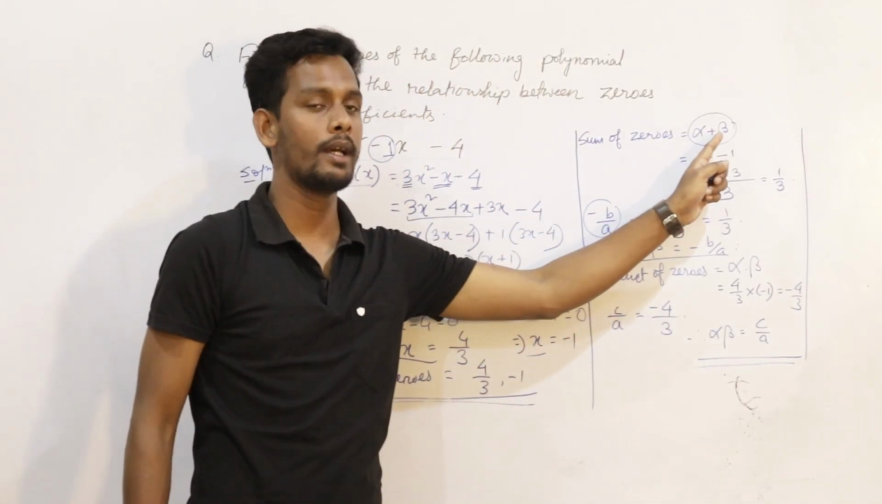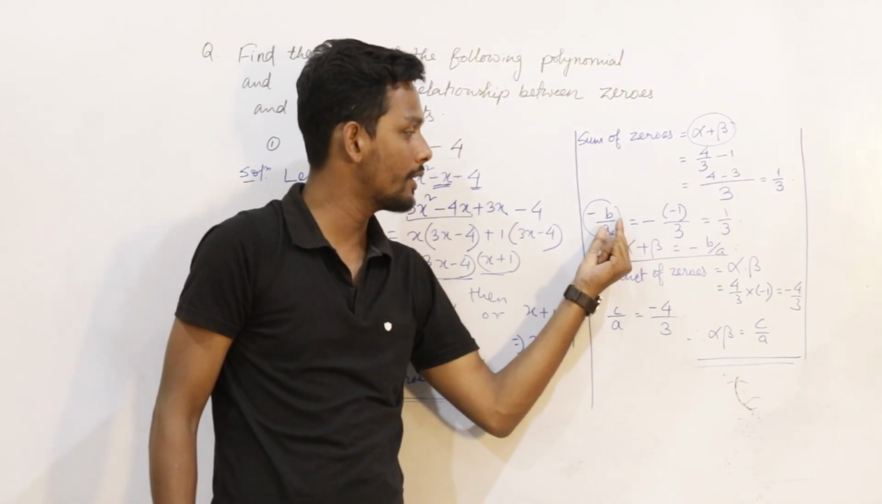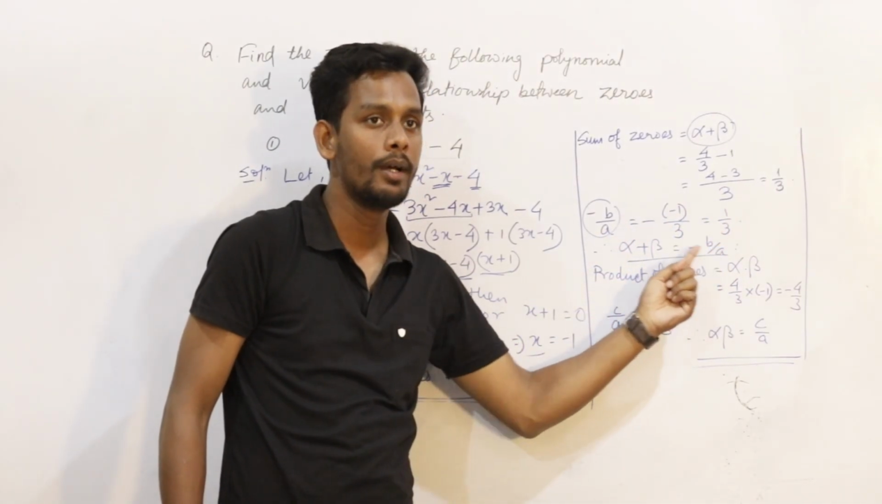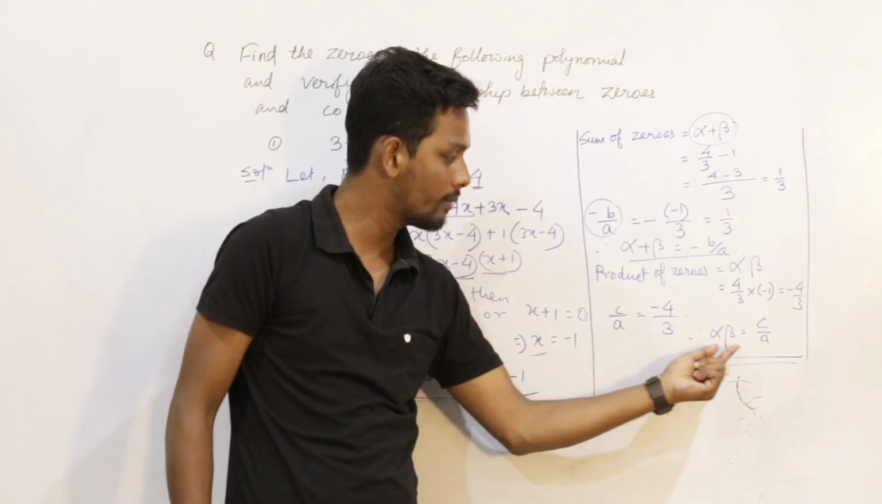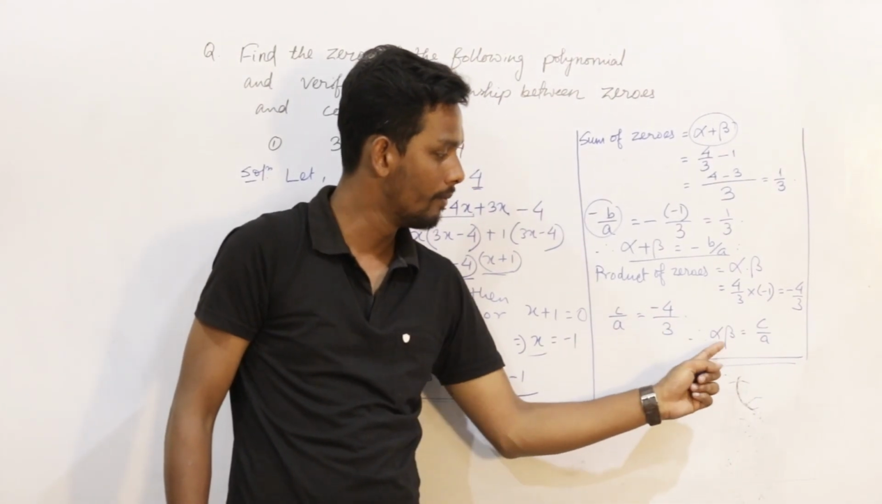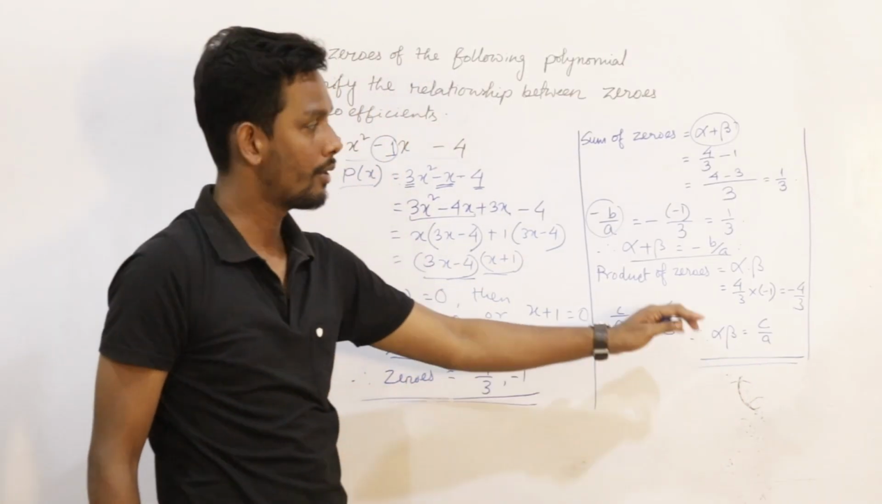First, the sum of zeros, alpha plus beta, we found. The right side is minus b by A. These two are the same. And also the product of zeros is minus 4 by 3, and the right side, C by A, is also minus 4 by 3. So alpha beta equals C by A. So the relations are verified.